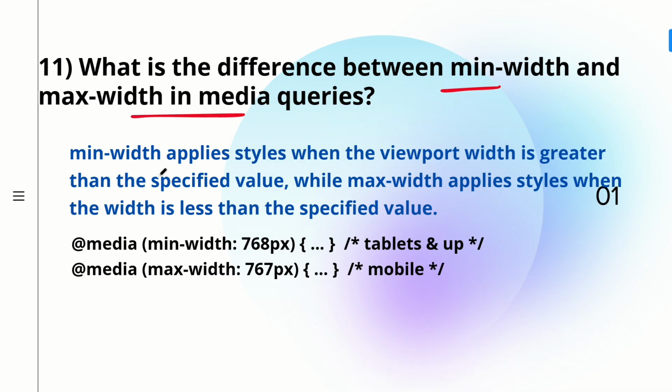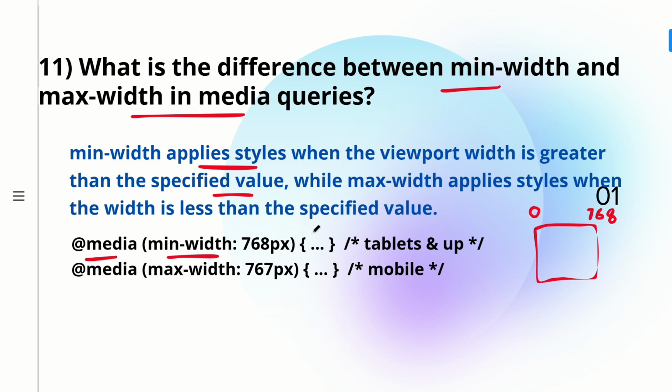So the difference between min-width and max-width is that min-width applies the styles when the viewport width is greater than the specified value, while max-width applies the styles when the width is less than the specified value. So we can see here we have @media and we have written min-width as 768 pixels. So what does this mean? That if you have your screen size like this and you have 768 here, from 0.